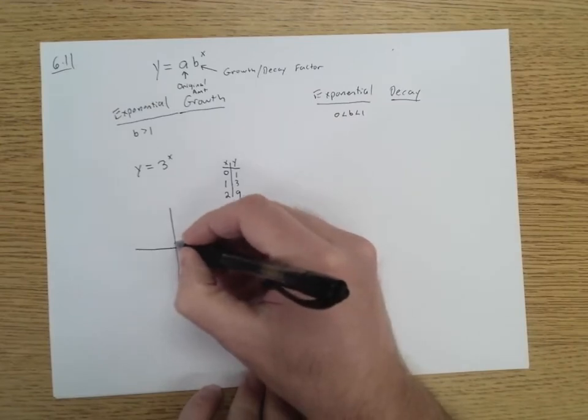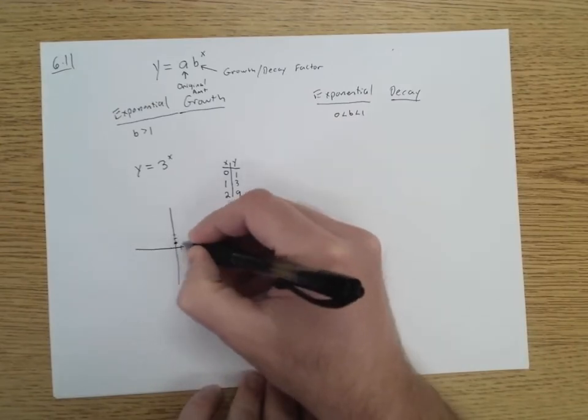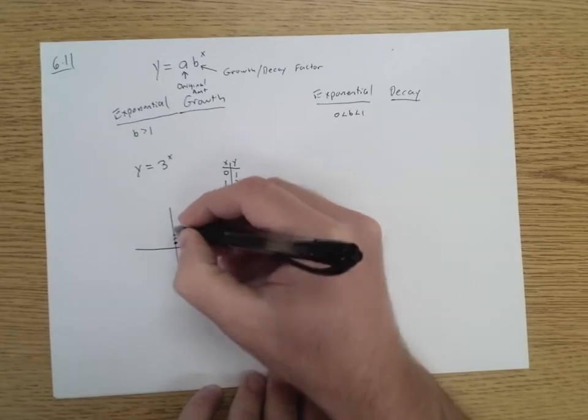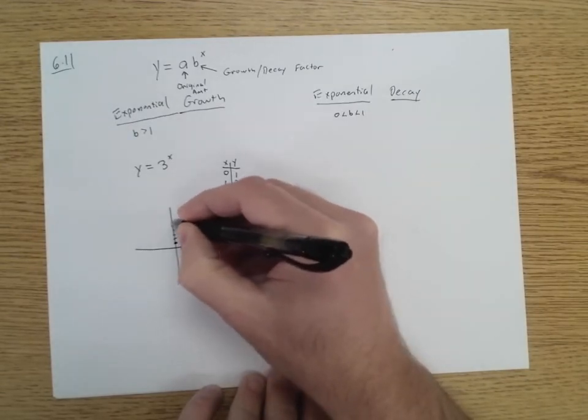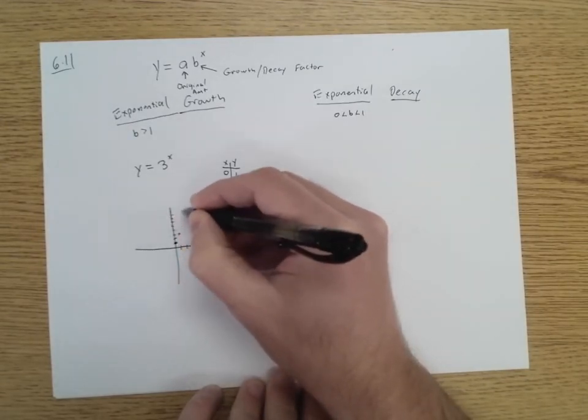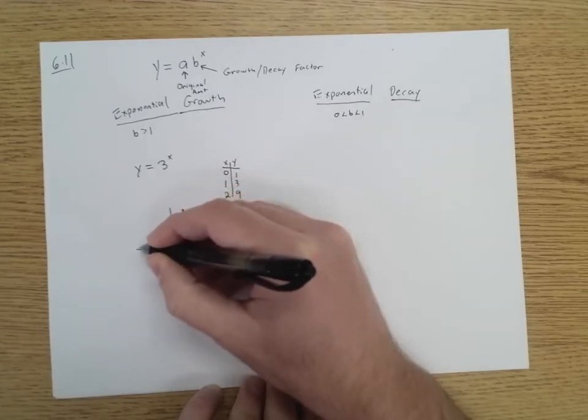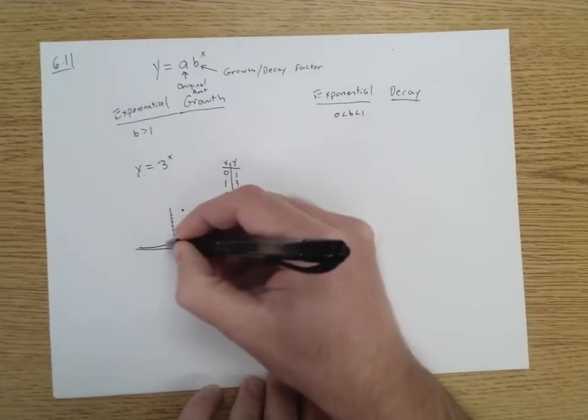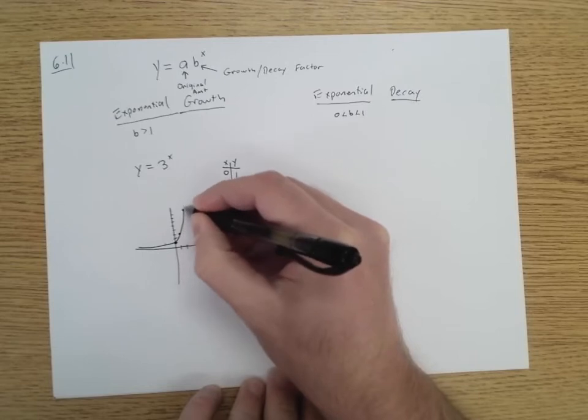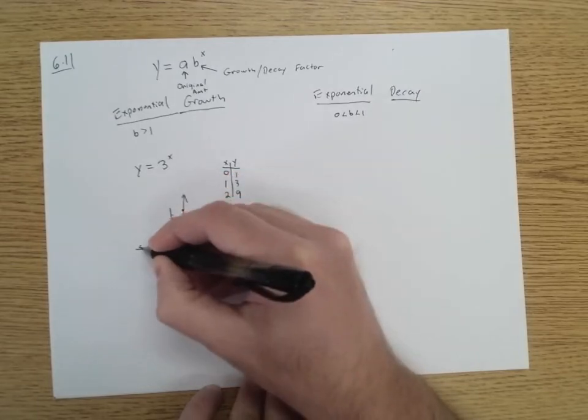So I have the points (0, 1), (1, 3), and (2, 9). Okay, so it looks something like this. And so the full graph is going to look something like that right there.